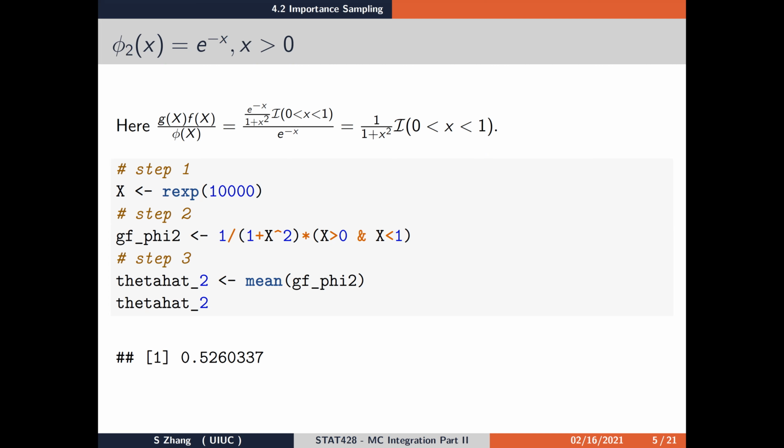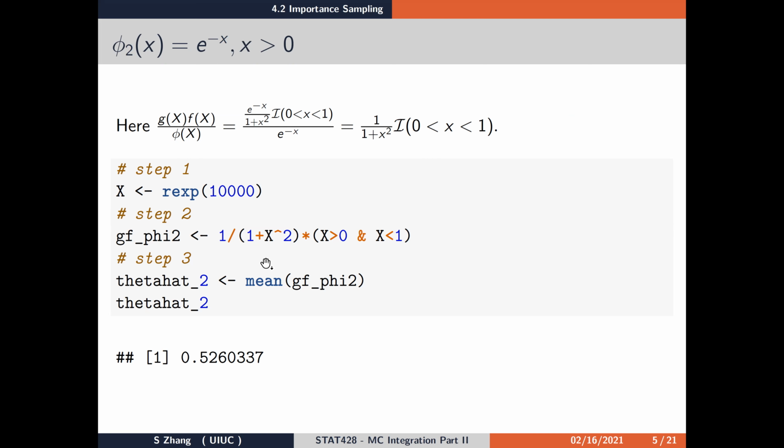In step 2, we try to calculate g(x) times f(x) divided by phi(x) for each of the draws we obtained in step 1. So gf phi2 in this case is this thing, which is given by 1 over 1 plus x squared times the indicator function that x is between 0 and 1.